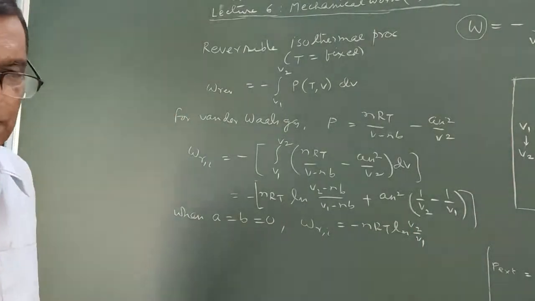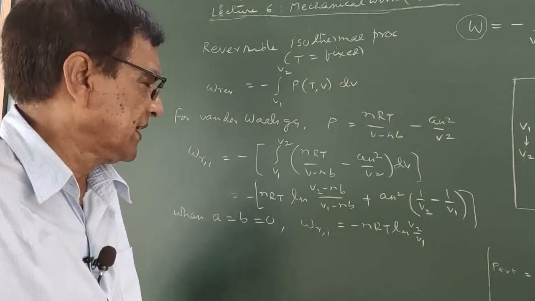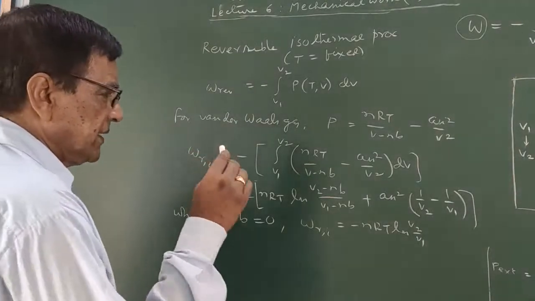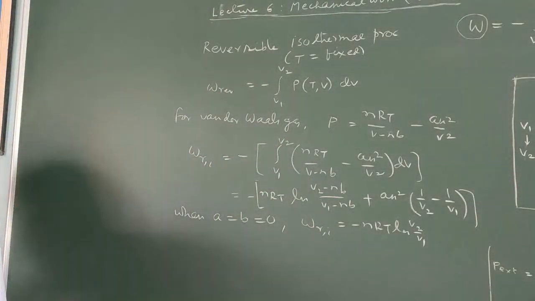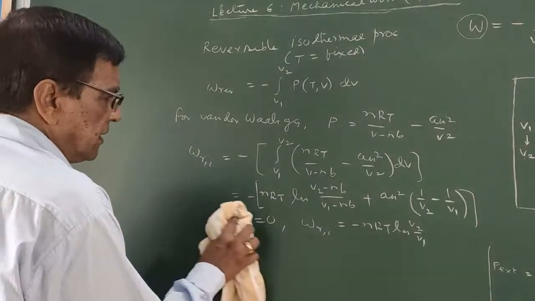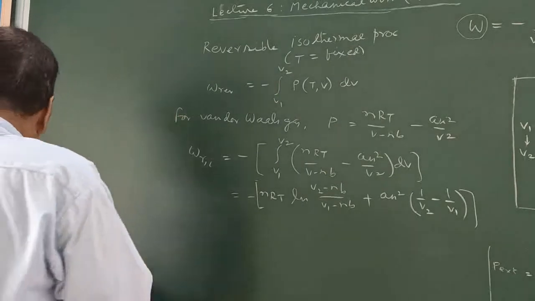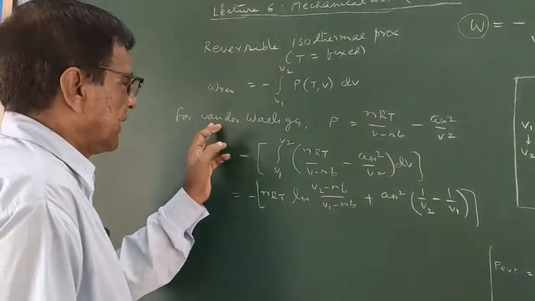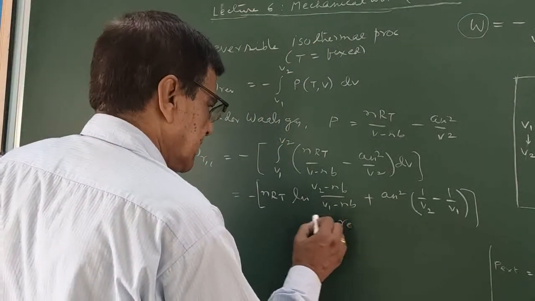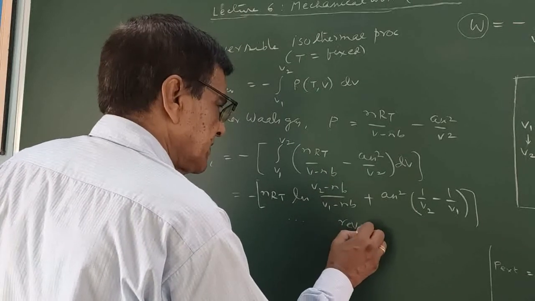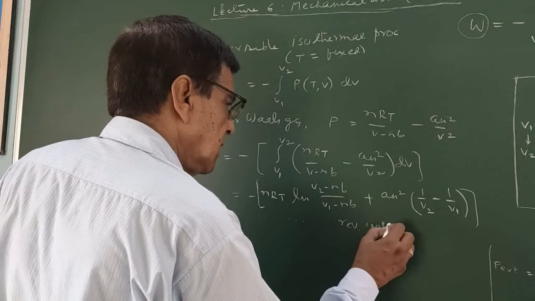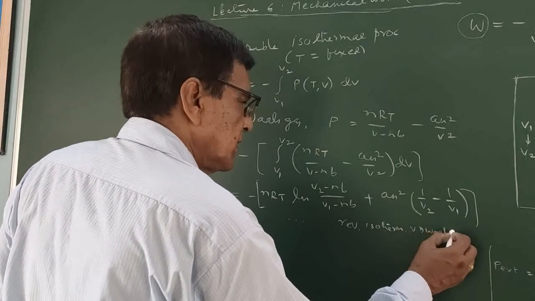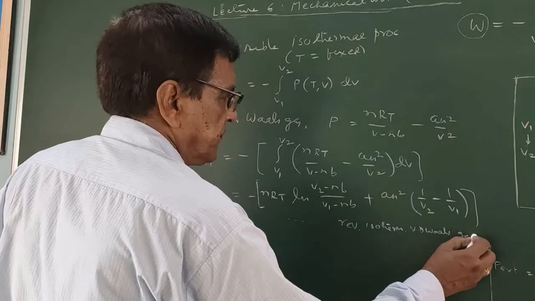which is the form for an ideal gas. It is better written in this way. This is the expression for the pressure in reversible isothermal for a van der Waals gas. So we can write this equation is valid for reversible isothermal van der Waals gas.